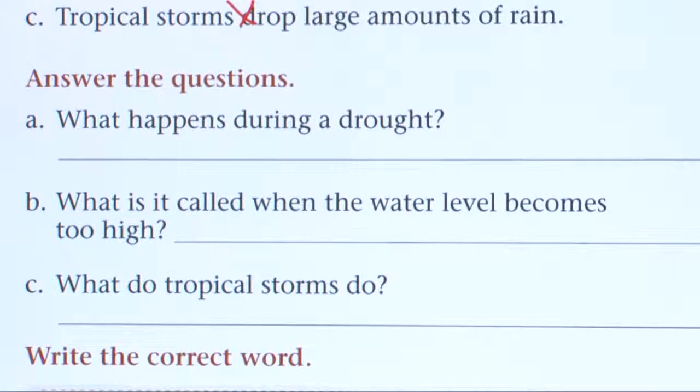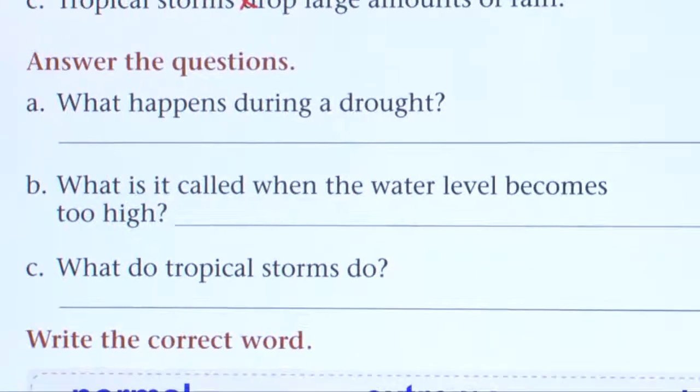Now C, what do tropical storms do? Can you remember? We did it in the paraphrasing. In our paraphrasing, we read that piece. Tropical storms, they drop a lot of rain, heavy amounts of rain in a short period of time. And there's strong winds too. And they can cause a lot of damage. So that's the answer right there, the tropical storms. All right, that was number 2. Number 2 is the most difficult part.